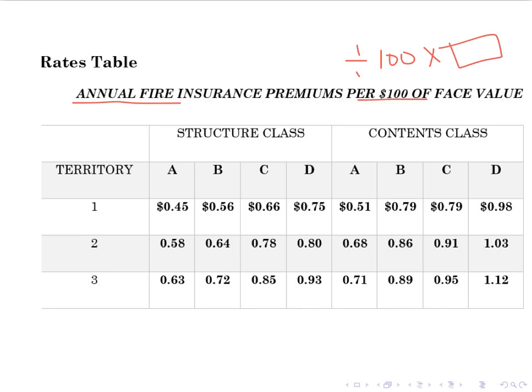Okay, so we have territories 1, 2, and 3. We have the structure class, so again, what the structure or the building is made out of, and then the content class, what is inside the building. Are you making clothes, something that's highly flammable? Are you working with metal, which isn't quite as flammable? So what's inside the building is going to affect how much it costs to insure it also.